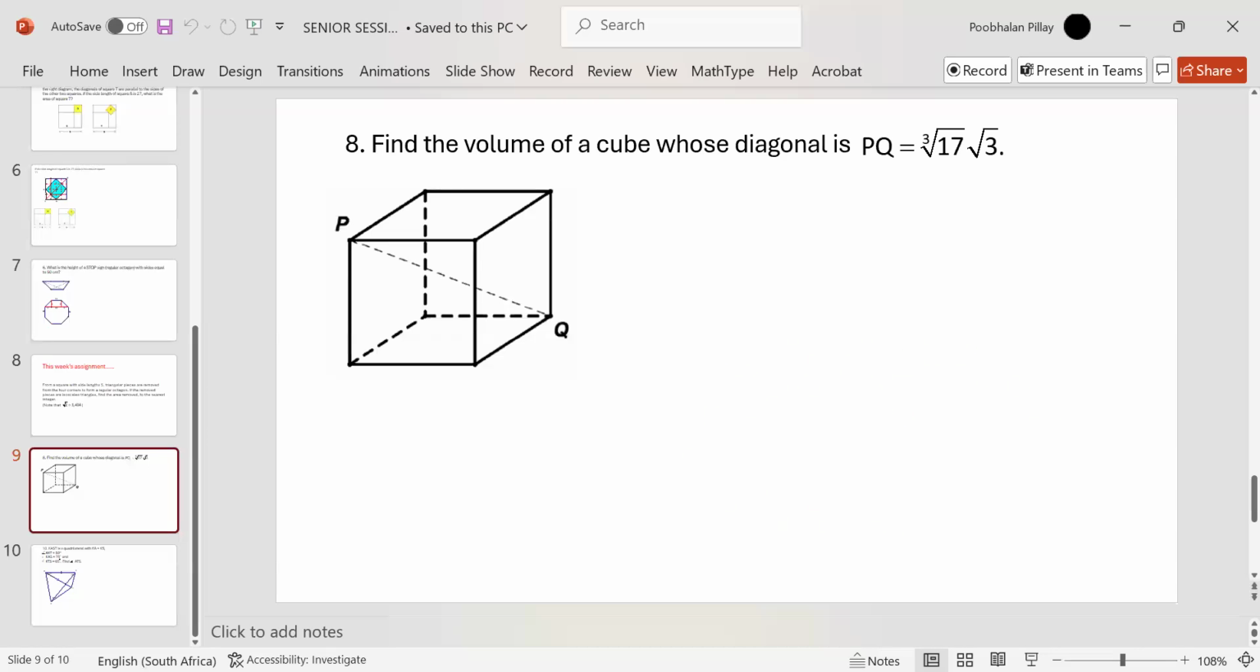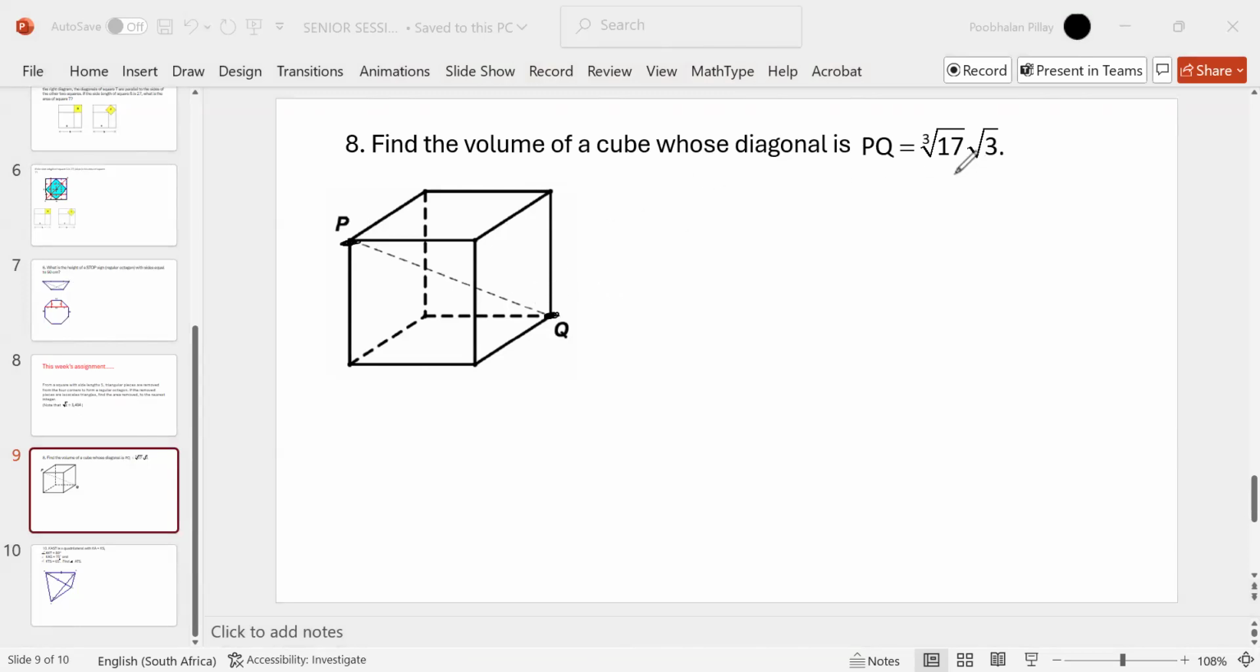Now this problem says find the volume of a cube. So you've got a cube, all the sides are equal in a cube. I might have mentioned that you call the other one a cuboid, but this is a cube, all the sides are equal, all the angles are 90 degrees. Whose diagonal, so the diagonal is drawn with this dotted line. Now you're taking one corner of the box and you're joining it to the opposite corner. And that's the diagonal. So this line here is inside the box, right? It's not touching any surface.